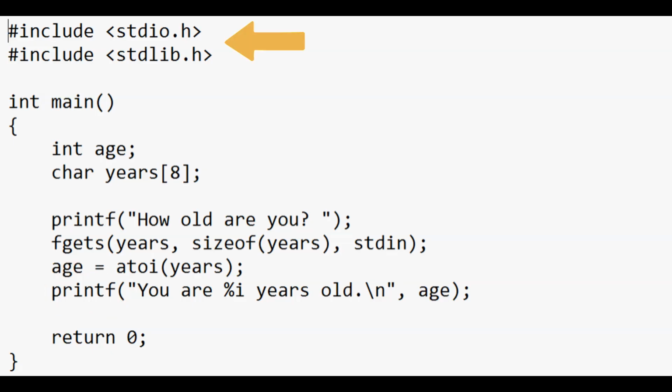Then that value is displayed using the printf function. The program starts with header files. The standard input-output library provides functions like printf and fgets. Standard library provides functions like atoi, ASCII to integer conversion.